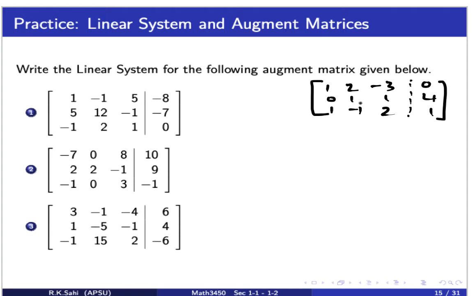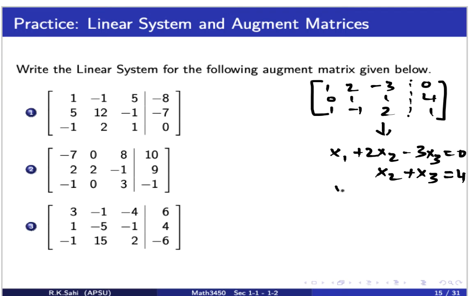Now, if this was an augment matrix given to you, you will write down the corresponding linear system. I can use this as x1 plus 2x2 minus 3x3 equals 0. Now this has only two variables, x2 and x3. I'm going to write this as an x2 plus x3 equals 4. And the last row of the augment matrix will become the last equation of the corresponding linear system. So it will be x1 minus x2 plus 2x3 equals 1. So go ahead, guys, work on these three augment matrices and write down the corresponding linear system.